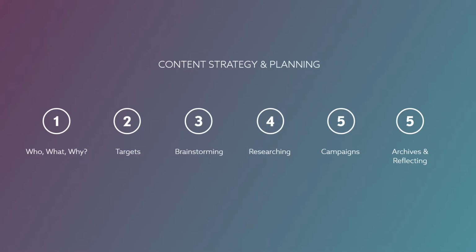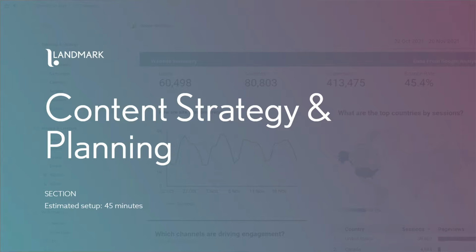We'll do it in 6 steps. We'll talk about the who, the what, the why of your strategy. We'll discuss how to set clear targets, then how to create and brainstorm ideas on top of that. Talk about researching ideas and informing your campaigns. Then we'll discuss how to set those campaigns up in a timeline. And finally, we'll discuss how to archive and reflect on those content efforts you've already been putting in. So let's get into it.